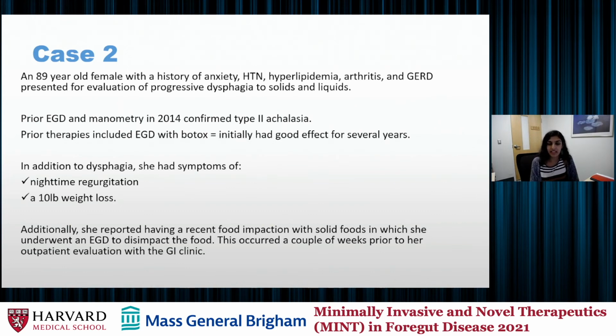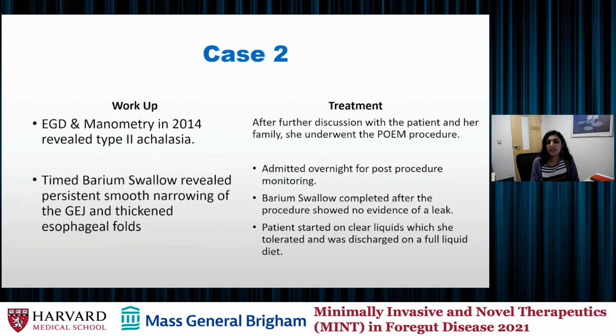During this evaluation, she was noted to have a recent food impaction with solid foods, in which she had to undergo an urgent endoscopy to disimpact the food. This occurred a couple of weeks prior to her outpatient evaluation. Her workup included the endoscopy and manometry in 2014, which revealed type 2 achalasia. She also had a timed barium swallow prior to considering a procedure, which revealed persistent smooth narrowing of the GEJ and thickened esophageal folds.